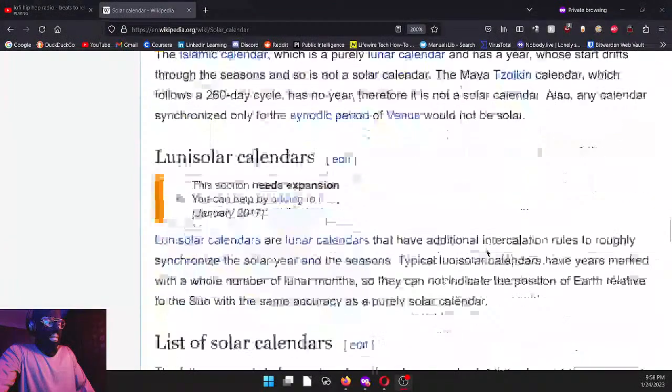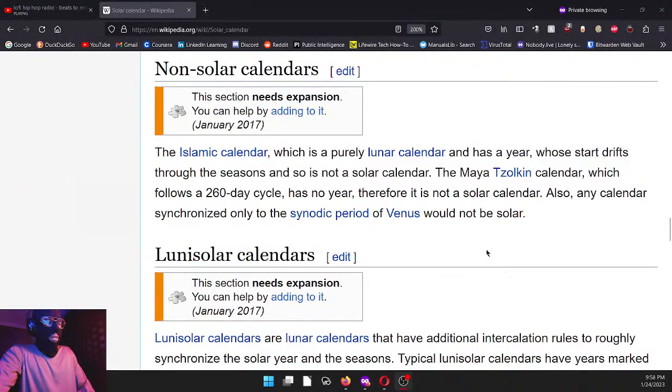Alrighty. Now we're on to the non-solar calendars. The Islamic calendar is a purely lunar calendar and has a year whose start drifts through the seasons, and is not a solar calendar. The Maya Tzolkin calendar, which follows a 260-day cycle, has no year. Therefore, it's not a solar calendar. Also, any calendar synchronized only to the synodic period of Venus would not be solar.